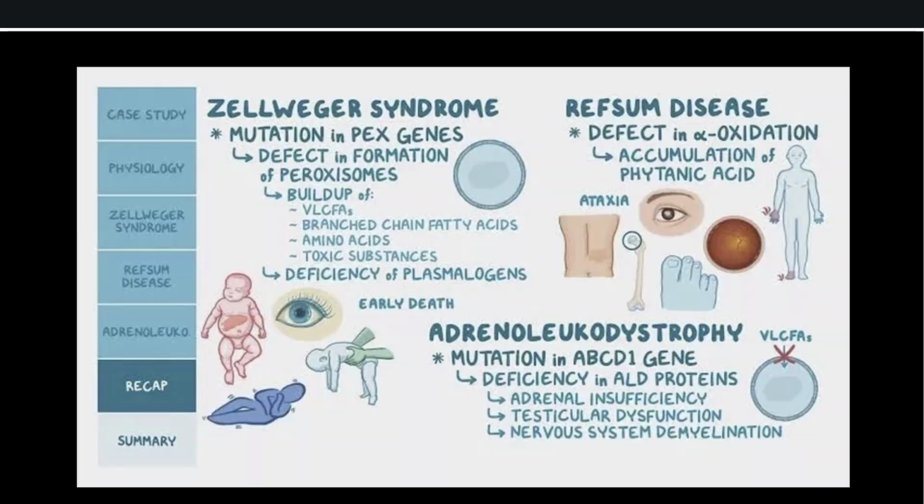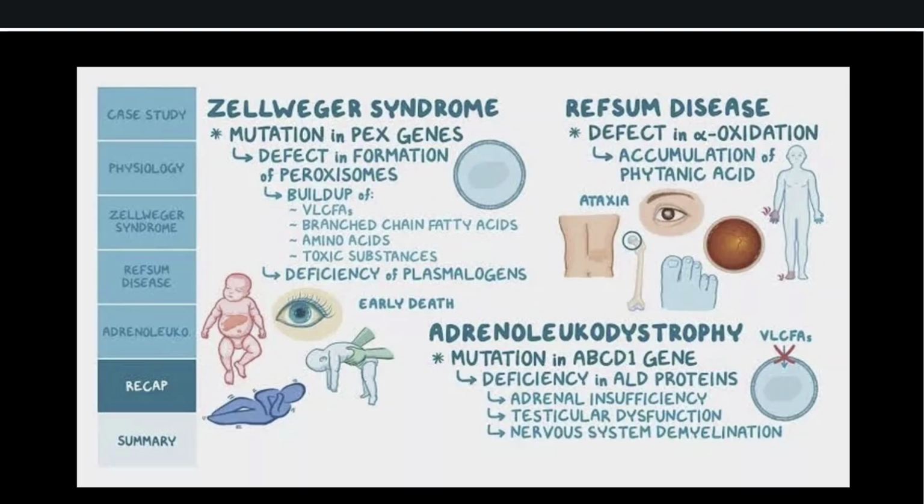Just a quick summary of all these 3, and then we'll go into depth, right? Zellweger is a mutation in the PEX gene, right? PEX means you're not able to make the peroxisomes properly, right? What ends up happening is, because you cannot degrade any of these things, very long chain, branched chain fatty acids, amino acids, all of these things accumulate within the peroxisome and eventually lead to death of the cell. Okay, so that is Zellweger.